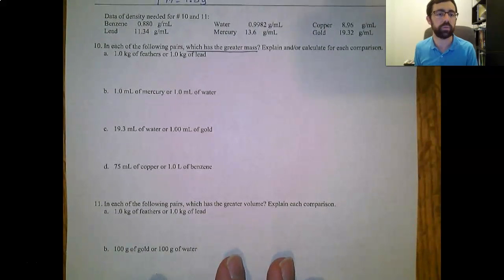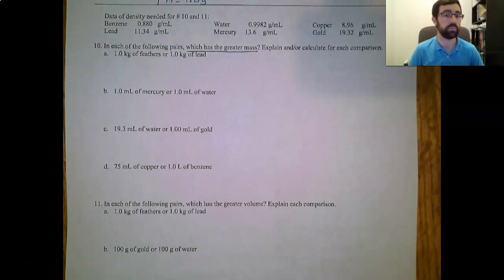All right, 1.0 milliliters of mercury or 1.0 milliliters of water. Now milliliters, that's a unit of volume, okay? So we can think about it qualitatively. We have the same amount of volume, and if we have the same amount of volume, which one's going to have the greater mass, the higher or lower density? Same volume, greater density will have a greater mass.